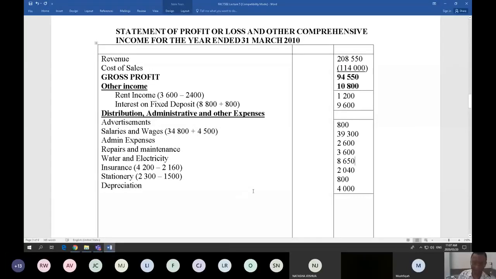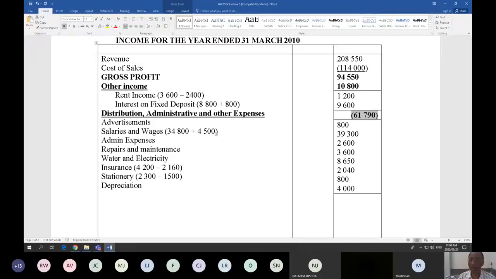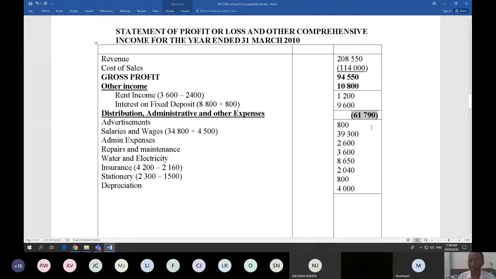Right, guys, that is the last expense. Note that there was no finance cost, so we're not going to show the finance cost. You will add up all your expenses now, and if you add up your expenses, you will get 61,790. Add up all your expenses, and your distribution, administrative and other expenses will now amount to 61,790.